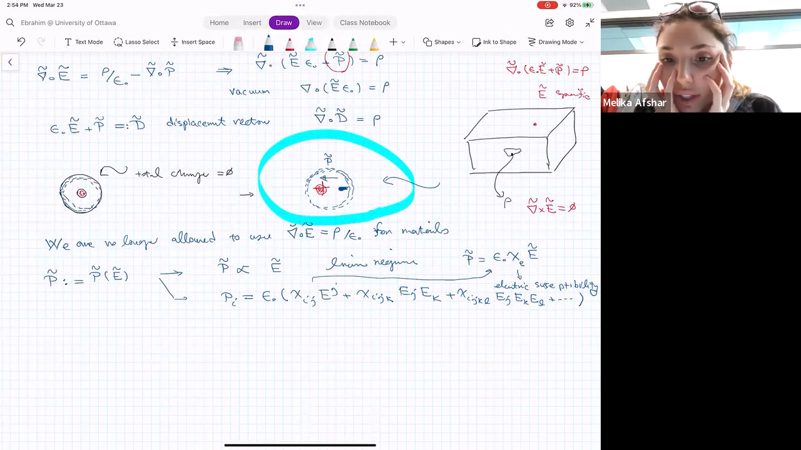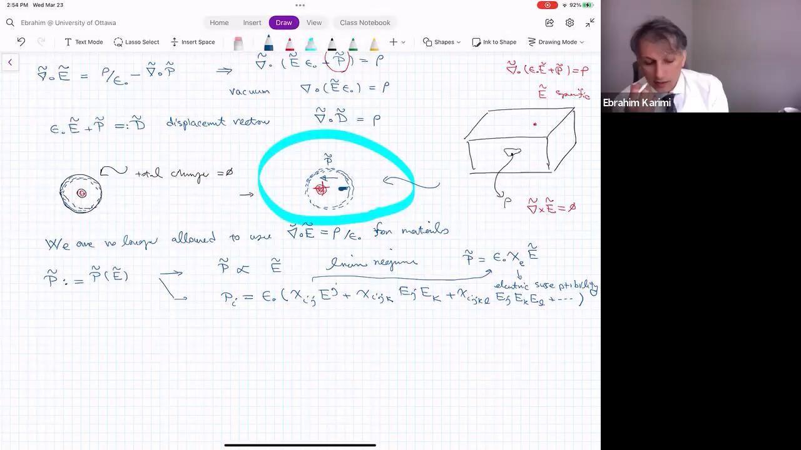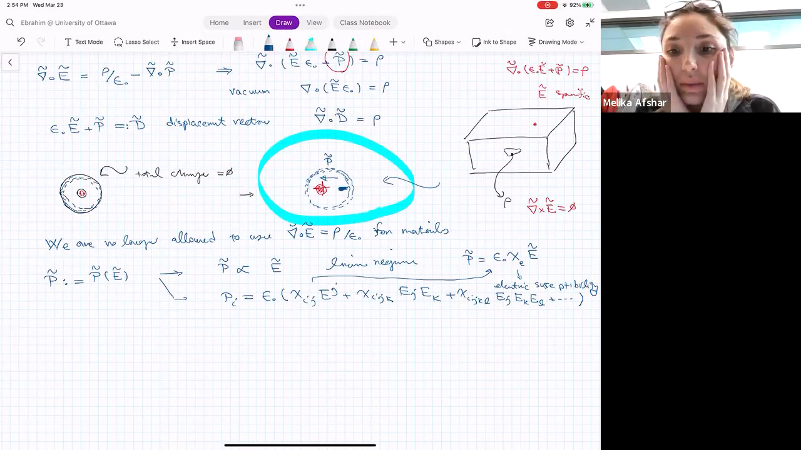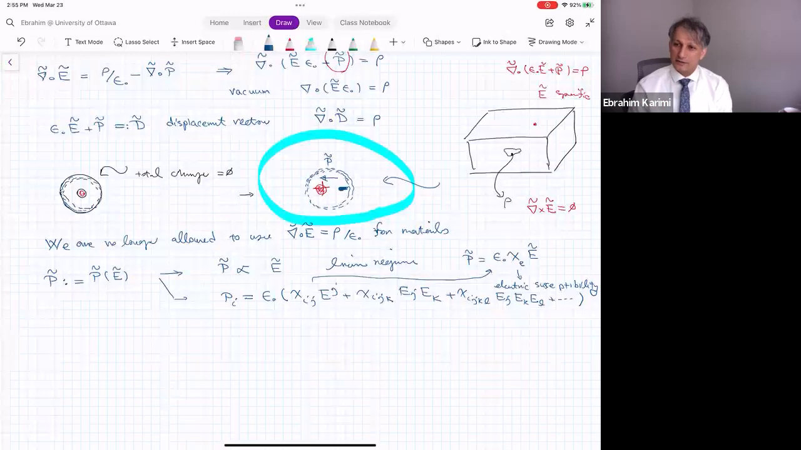Sorry, Dr. Karimi. Yes. So when we say chi_ijk, this means that chi depends on both the direction of P and E. Yes, I will tell you more about that. Because look, P is a response. So you cannot say that it depends on the direction of P. P is the response of the material to the external electric field. So let me finish the notation.